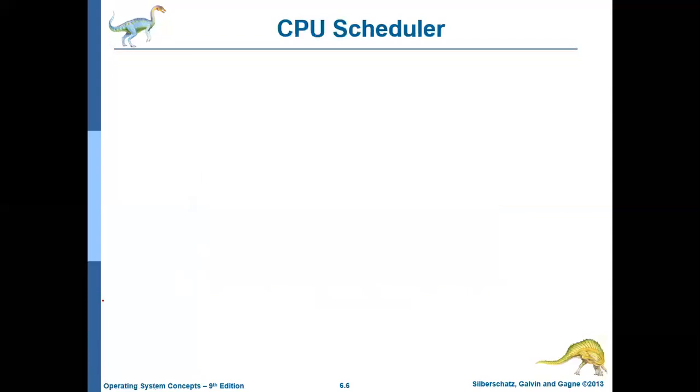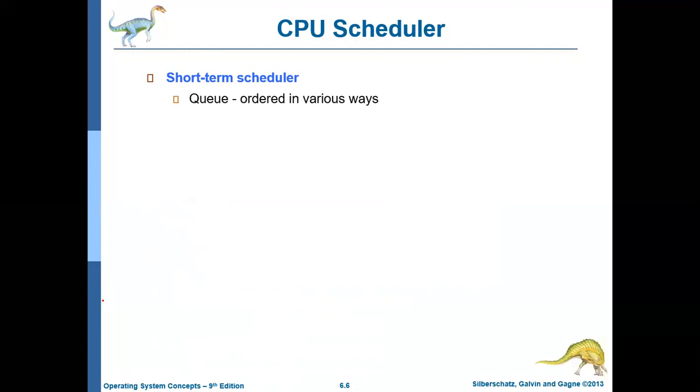So the next thing we'll be discussing is how CPU scheduling is done and what are the two important categories of scheduling. So basically we have discussed the short-term scheduler. The short-term scheduler is the one which decides which process should be given the CPU access, which process should be allocated the processor.